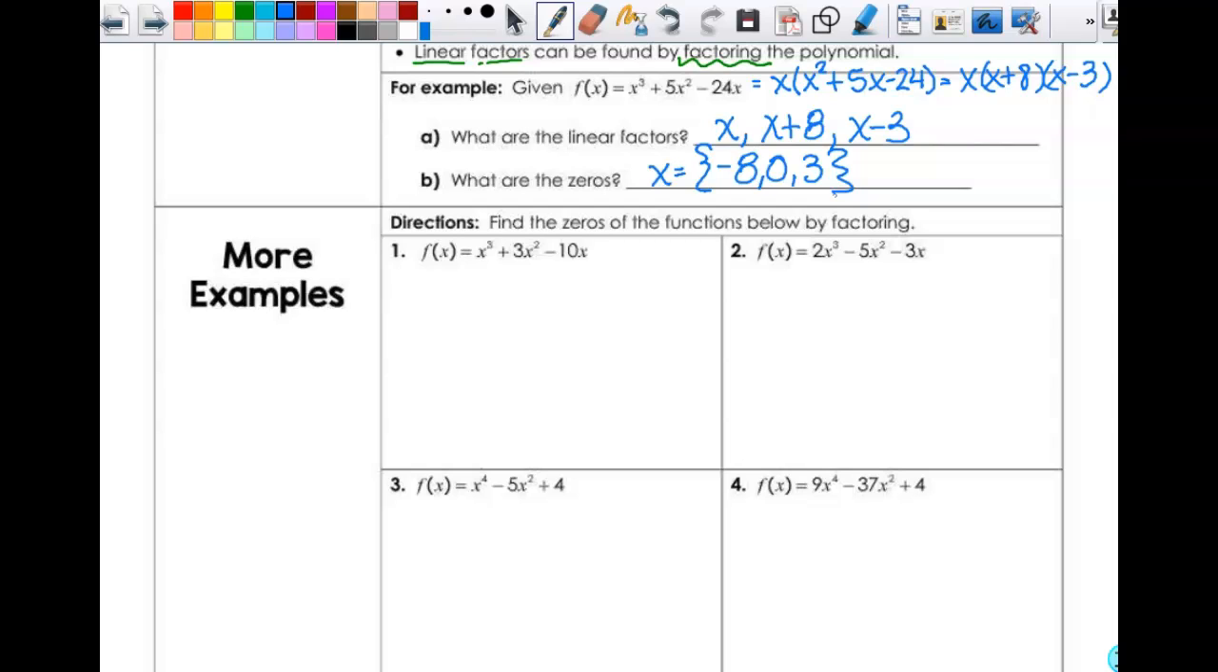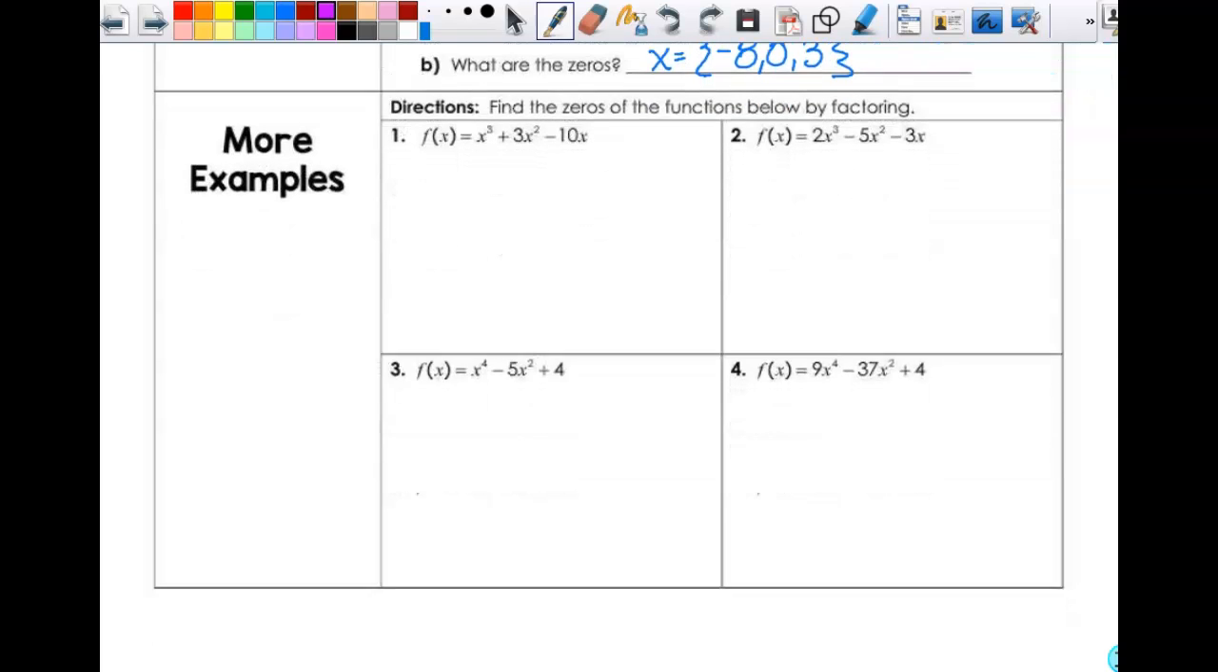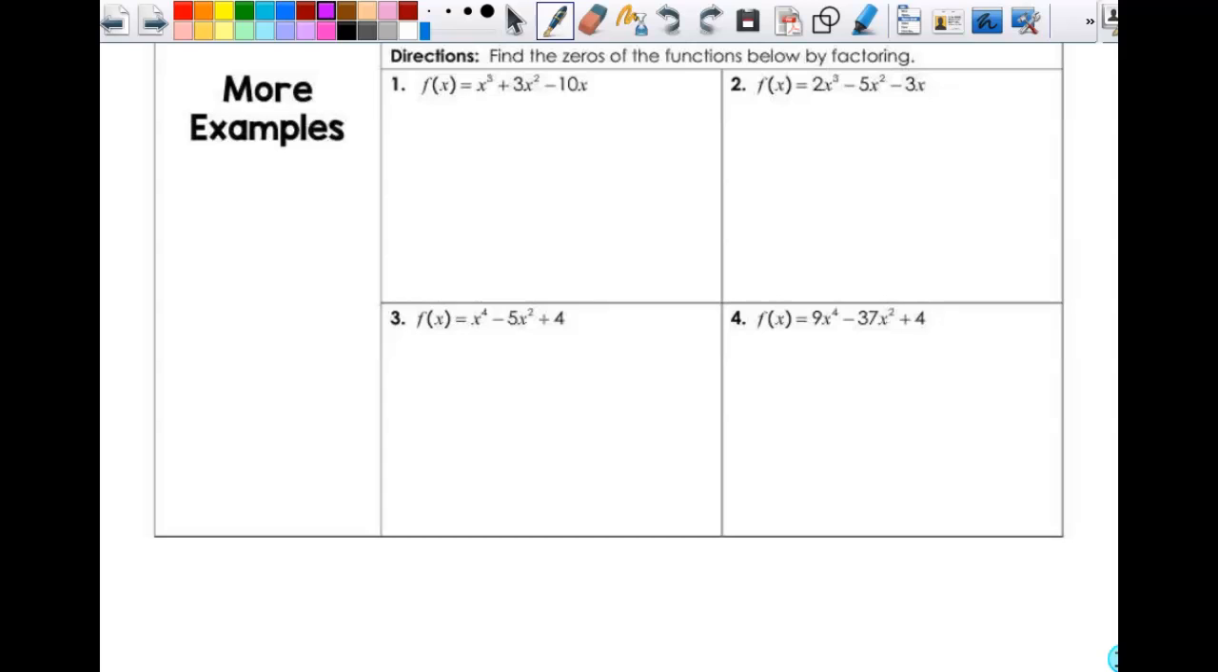All right, so let's look at number 2. It says to find the zeros of the function below by factoring. I want to make sure that we all understand when it is fully factored, because I think some of you still don't factor all the way and you think you're done and you're not.